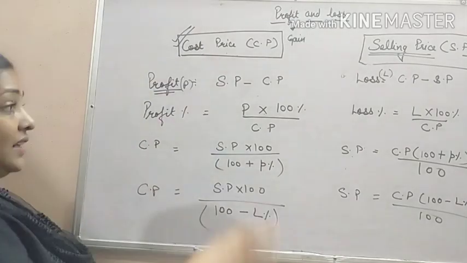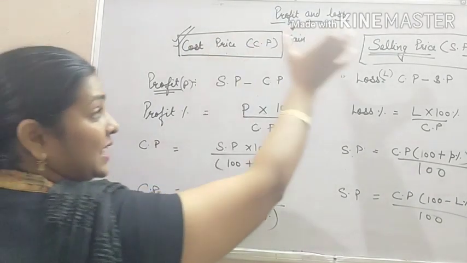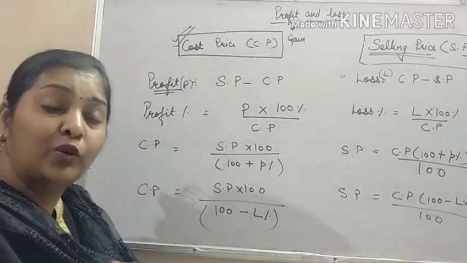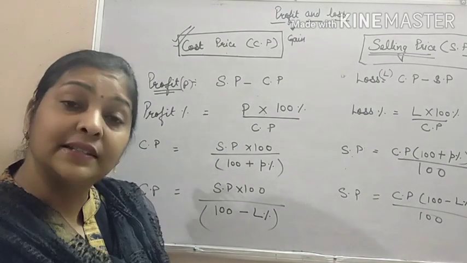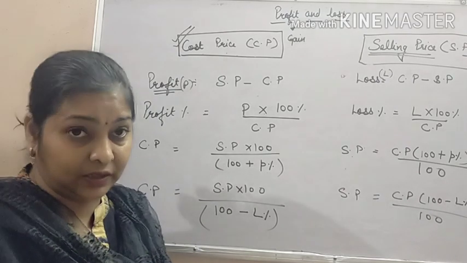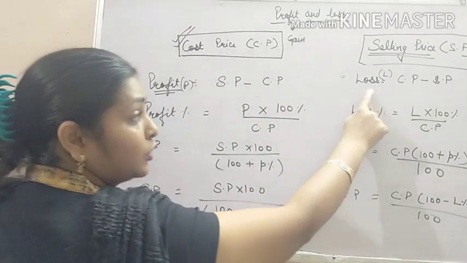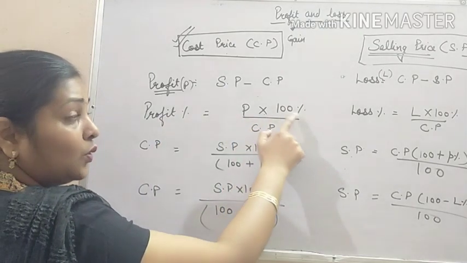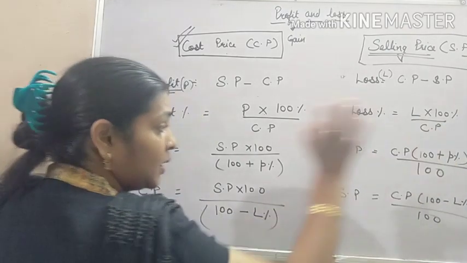Is that clear? So let us recall these formulas once again. Any transaction depends upon cost price, selling price, and profit or loss. These are the only 3-4 terms which are included in any transaction. Because first of all, you will purchase something, then sell it, and only then can you conclude whether you have gained in it or lost something. The formula for profit is SP minus CP, and for loss is CP minus SP. Profit percentage is profit into 100% upon CP. Loss percentage is loss into 100% upon CP.